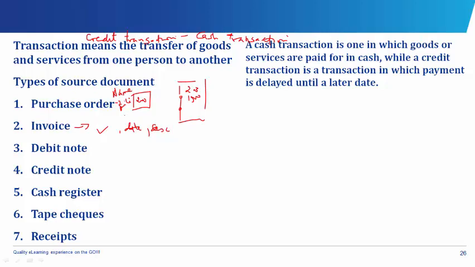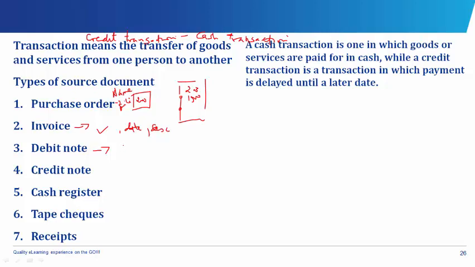Now, a debit note, on the other hand, is very much like the invoice. It is a document that is written out by the seller whenever the buyer has been undercharged on the invoice.